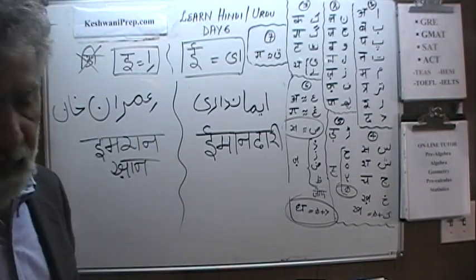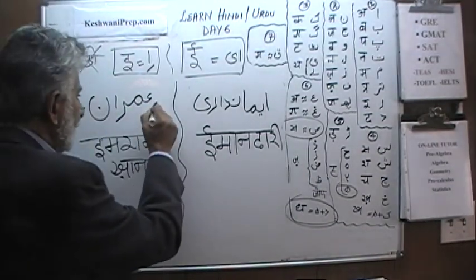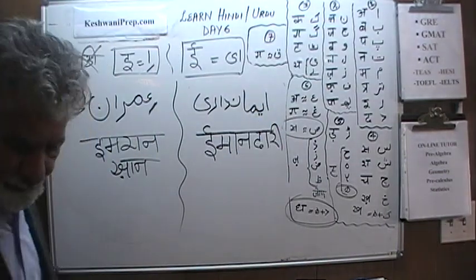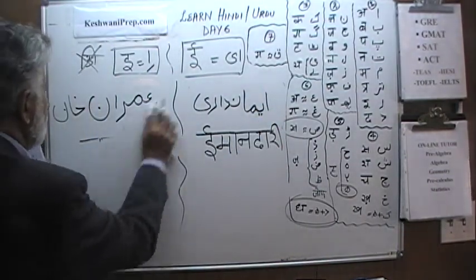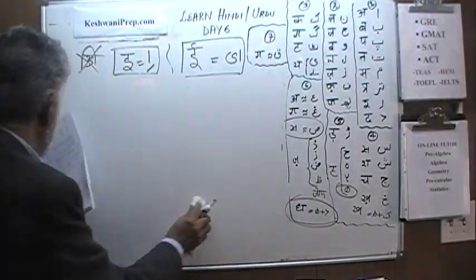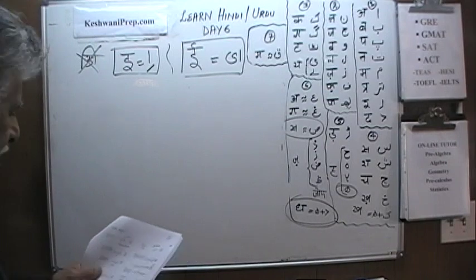That was a choti ki matra. This one takes a zer, and this one takes a choti ye here. Imandari. This is the next pair. Let's see what we have in the next pair. Oh, here's a nice one.